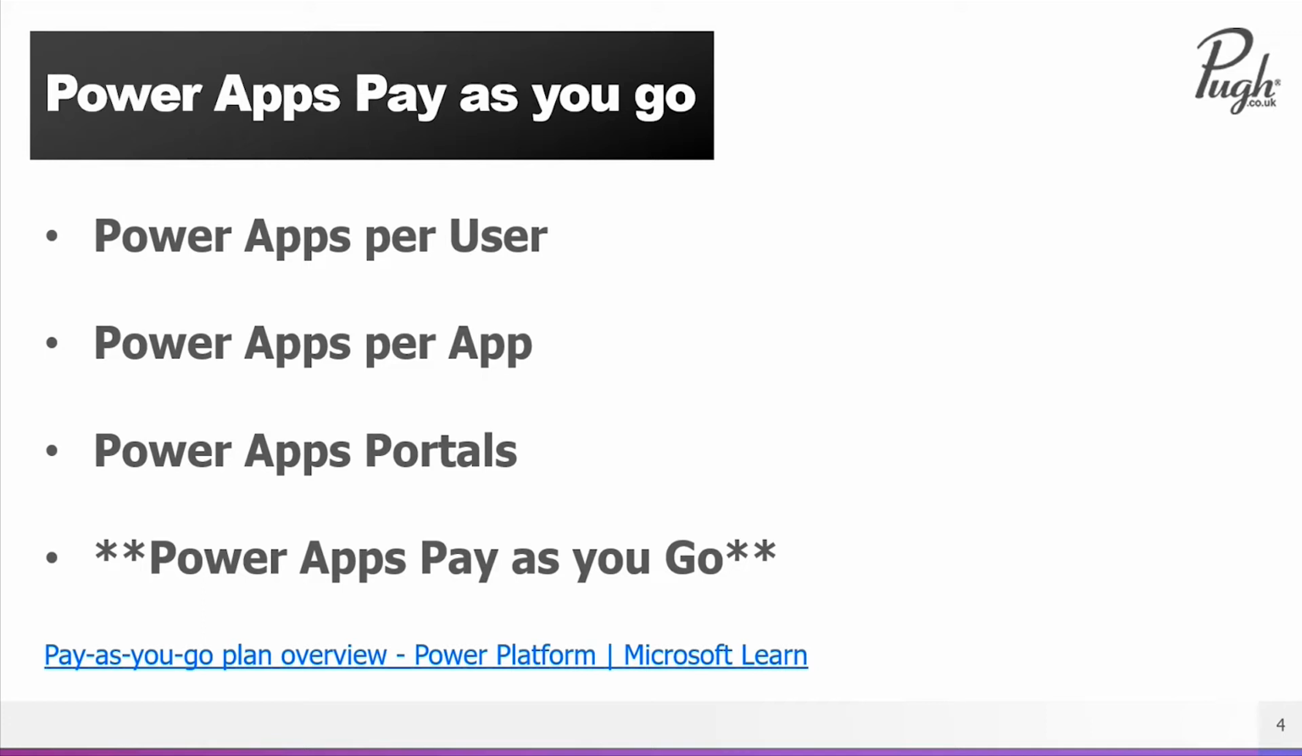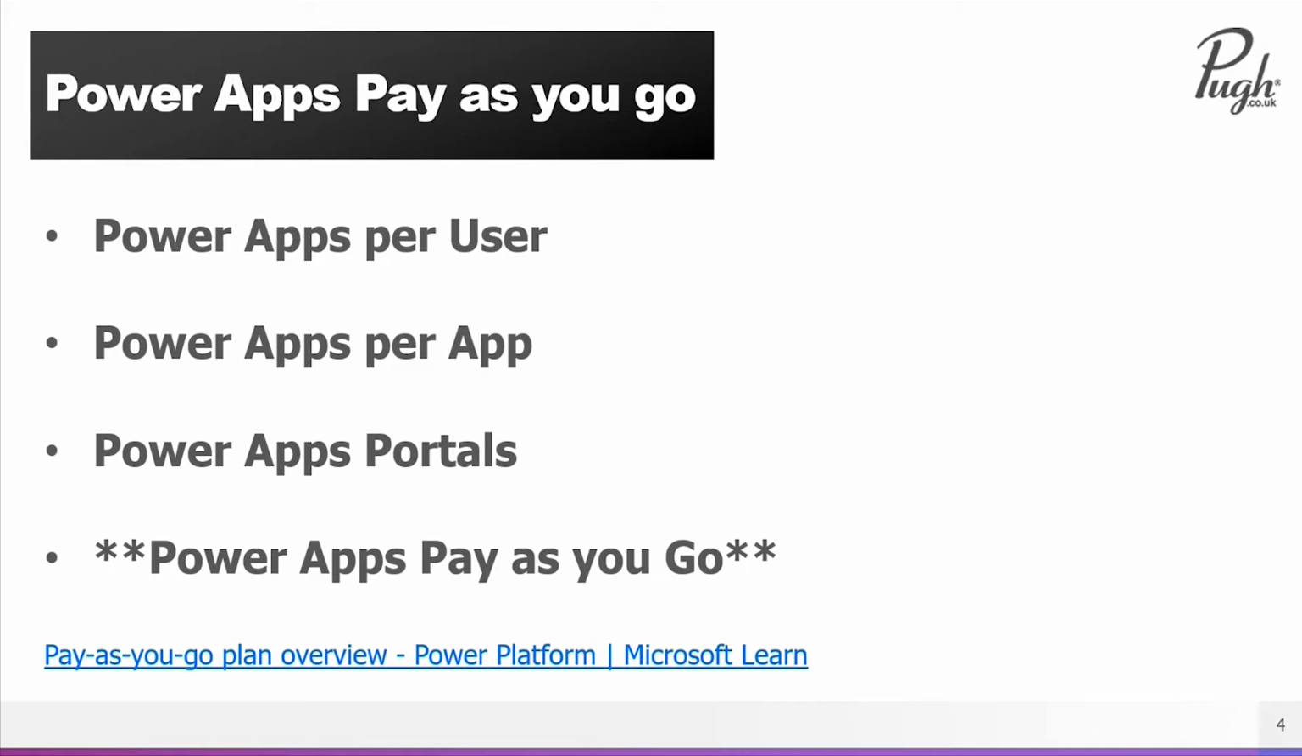So there's different ways of licensing. There's Power Apps per user. That means that user can run an unlimited number of apps and create an unlimited number of apps and access an unlimited number of portals. And obviously, they get access to premium connectors.